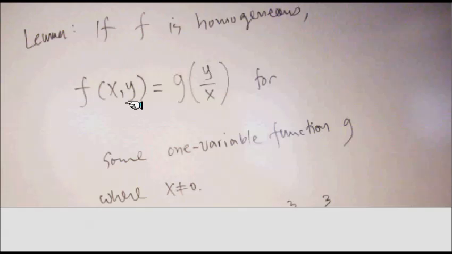But there's a way to turn that into a one variable function. It's actually a two variable function, but it really behaves like a one variable function. That's what I'm asserting. If you have these homogeneous functions, you can turn that into a one variable function where the variable is just really y over x. So this is a theoretical statement.